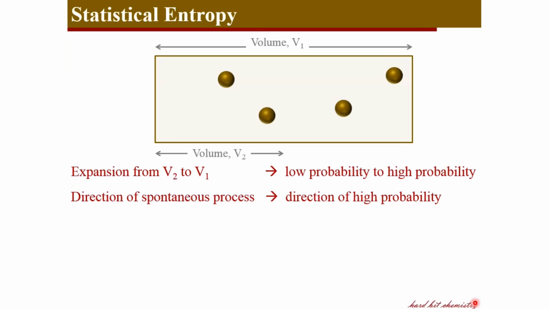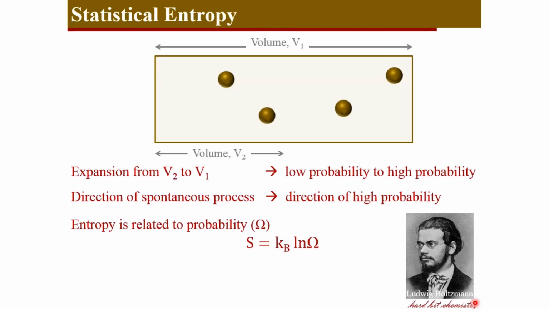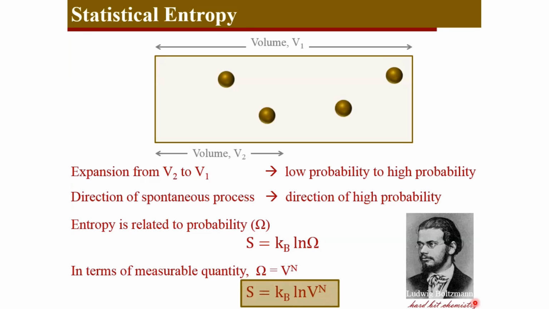So we can attribute the spontaneous changes, or the direction of spontaneous processes, to be in the direction of high probability. We know that the direction of a spontaneous process is the direction of increase in entropy. So relating those two, we can reach a relation between the probability and entropy through the Boltzmann constant Kb, named after Ludwig Boltzmann, who is the pioneer of statistical thermodynamics. And in terms of the measurable quantities, volume and the number of molecules of the gas present, you have entropy to be Kb logarithm of V to the power n.